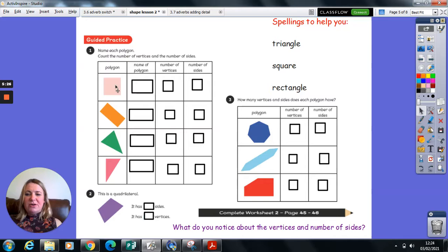Okay, really straightforward. You can see straight away that is clearly a square. You can see 1, 2, 3, 4 vertices and really clearly 4 sides.